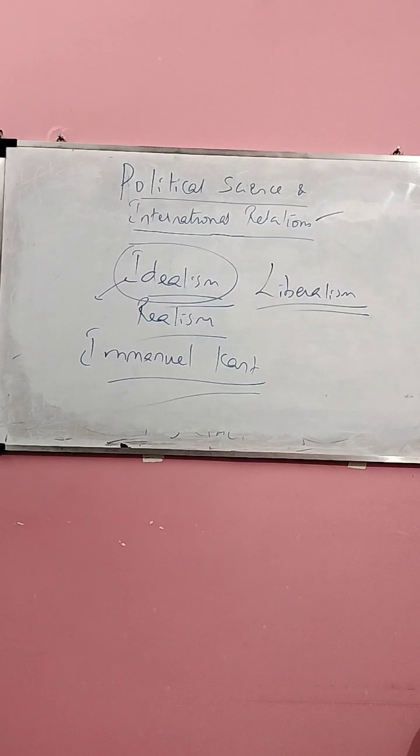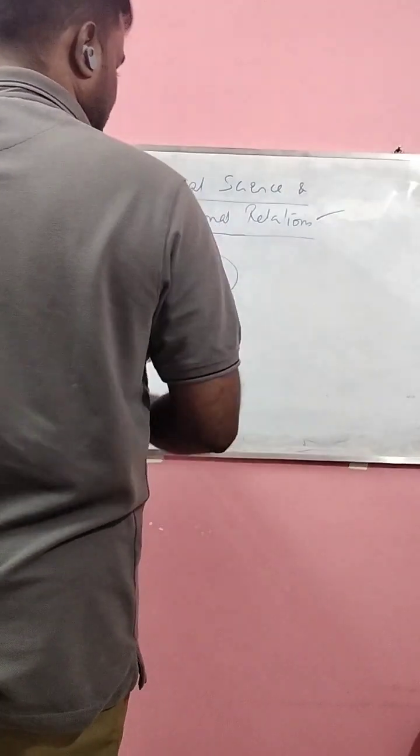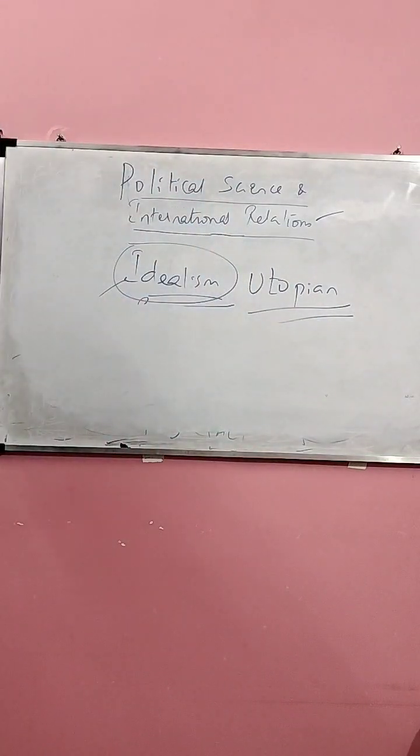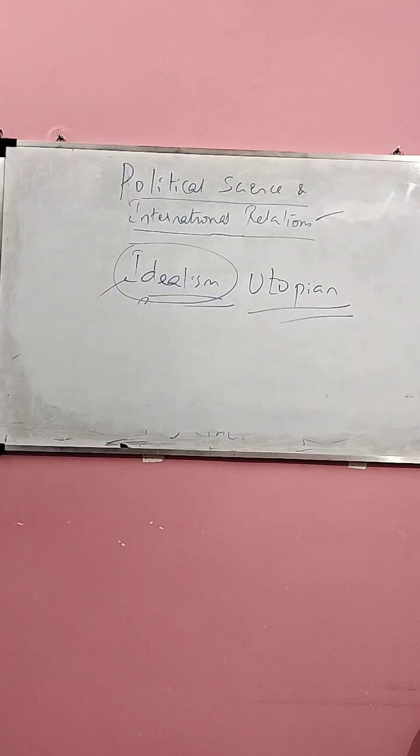Okay, we will now discuss the important tenets of idealism. Idealism is also referred to as utopianism. What is utopian? Utopian is a situation or a condition or a society which is seen as ideal, but it may not be possible. This is called utopian. For example, Karl Marx's vision of communism is seen by many as a utopian concept. It is desirable but very difficult to achieve. So idealism is also seen as utopianism.